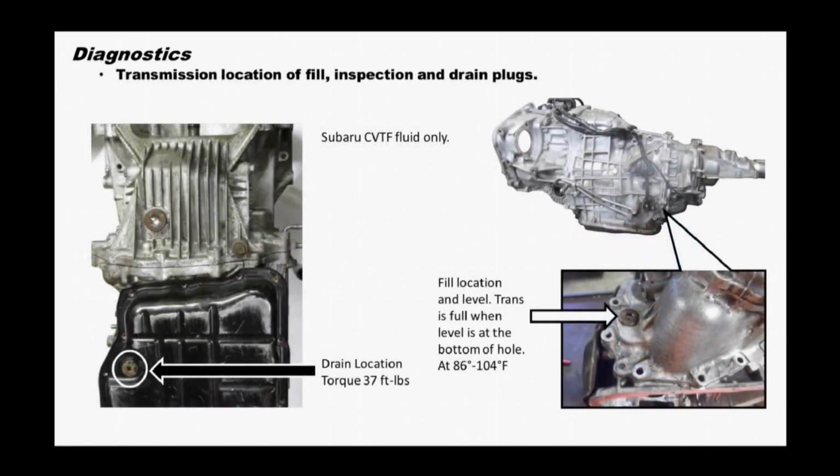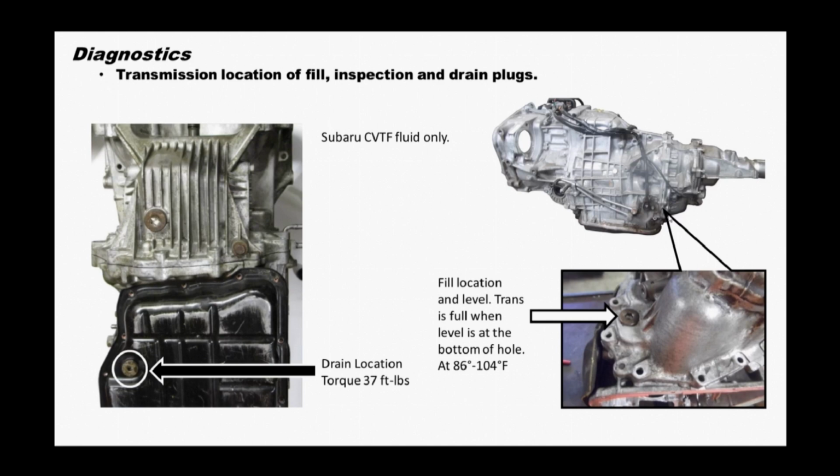Start the engine and monitor fluid temperature with a capable scan tool. The unit needs to reach 86 to 104 degrees Fahrenheit. Move the selector lever from park to reverse, then neutral to drive, then drive to neutral, back to reverse, then to park. While the engine is idling, make sure the fluid is circulating within the transmission.